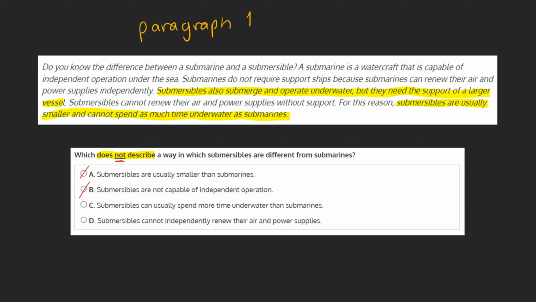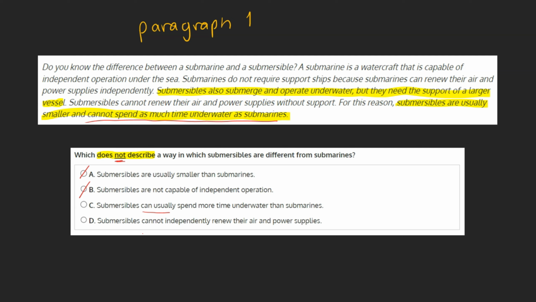C. Submersibles can usually spend more time underwater than submarines. The last sentence tells us that submersibles are usually smaller and cannot spend as much time underwater as submarines, the exact opposite of our statement. This is very likely our answer, but we'll check out D just in case.